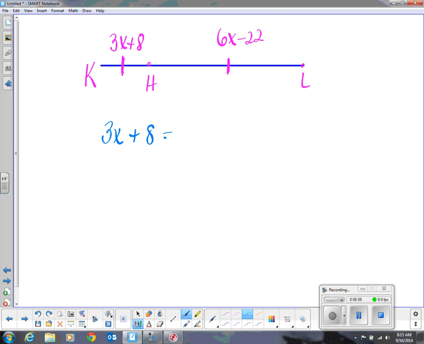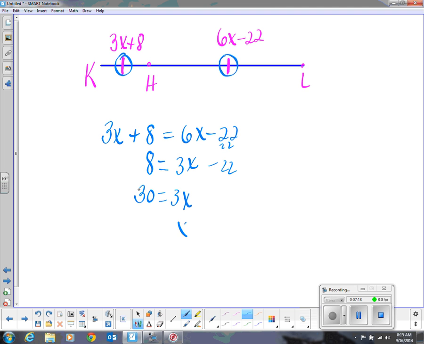Equals 6x minus 22. And even though they don't look equal, we know they are equal. From here, you will subtract 3x. Then you will add 22 to both sides. So you're going to get x to be 10.